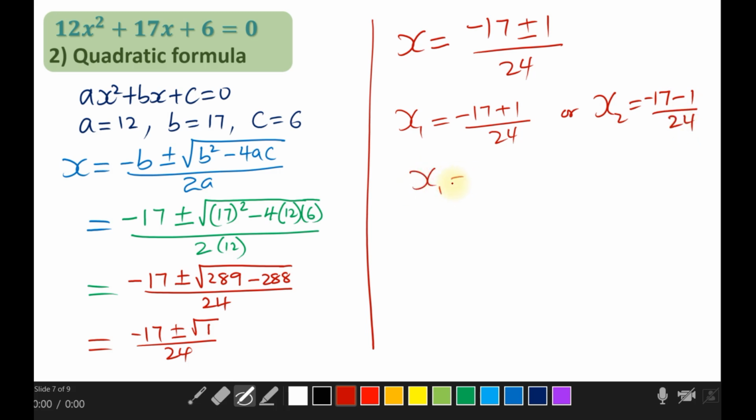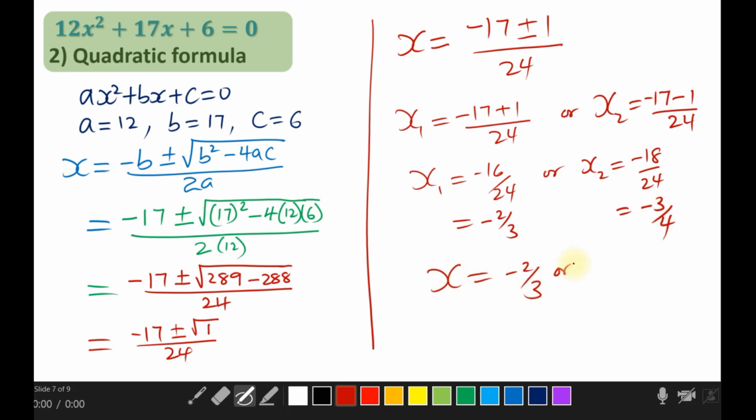So if we simplify this, this is minus 16 over 24, and the other case, this is minus 18 over 24. So if we simplify this, we get minus 2 thirds, and the other case is minus 3/4. Therefore x is minus 2 thirds or minus 3/4. So that is the value of x. We have used the quadratic formula, and we are still getting the same results.